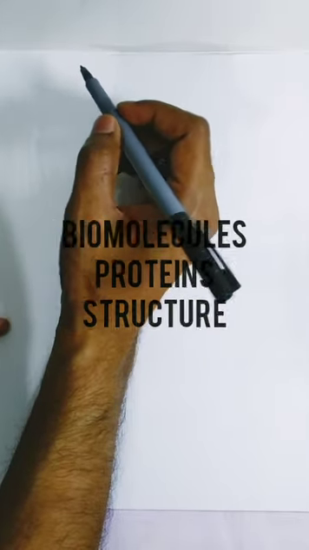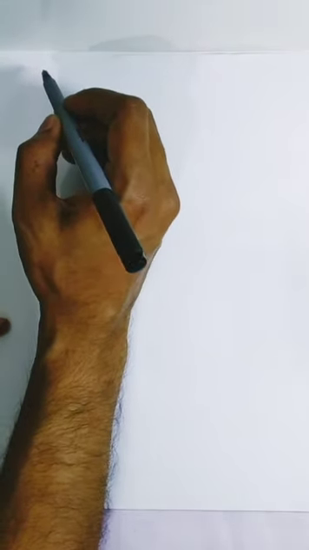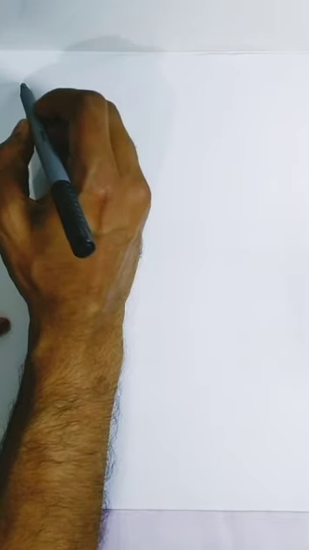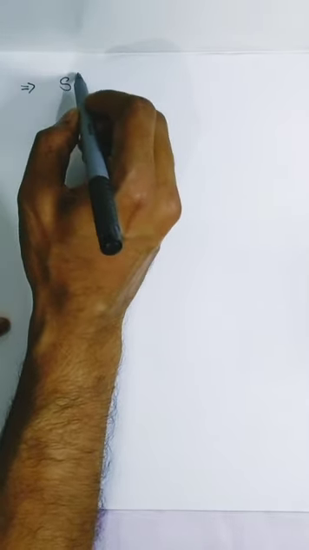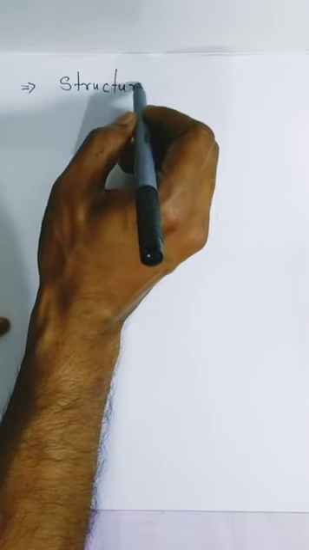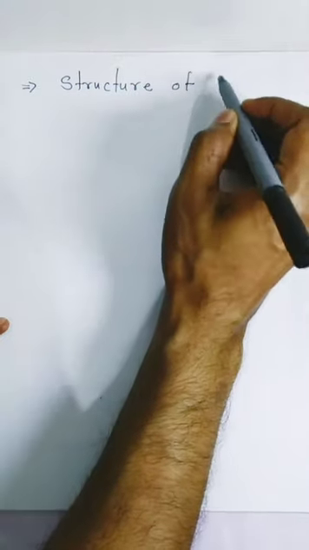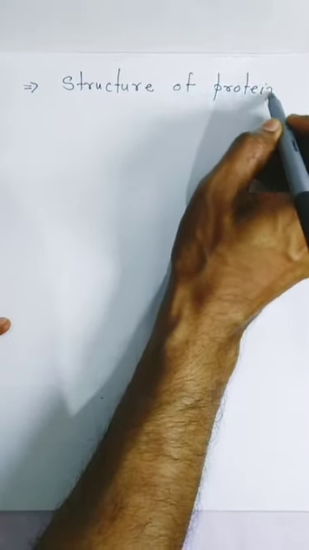Today we are going to see the structure of proteins. We have already seen the structure of amino acid. So first we are going to see the structure of protein today. Structure of proteins.